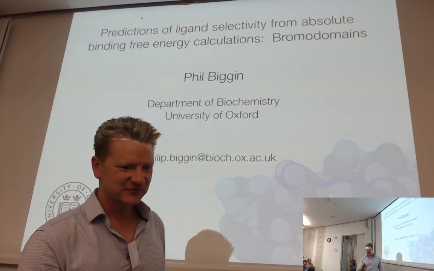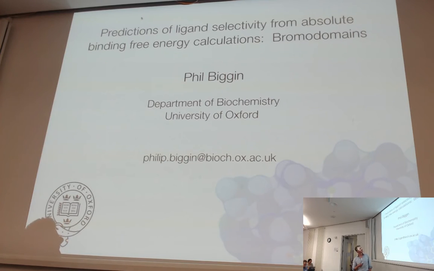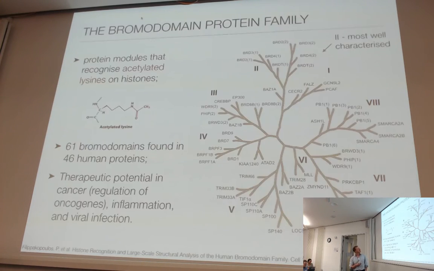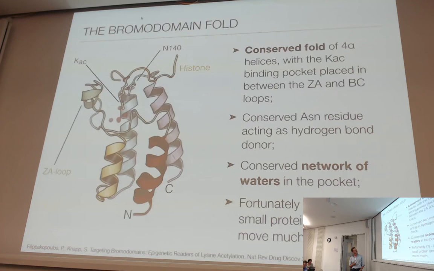So I'm going to walk you through a recent example that we've been looking at, which is to do with bromodomains. Just to fill you in on the picture a little bit, bromodomains are small protein domains that recognize acetylated lysines on histones. That is part of the recognition process that controls transcription and things like that. There are 61 bromodomains found in 46 human proteins, and they're of therapeutic potential generally in the case of cancer, but also in things like inflammation and viral infection as well.